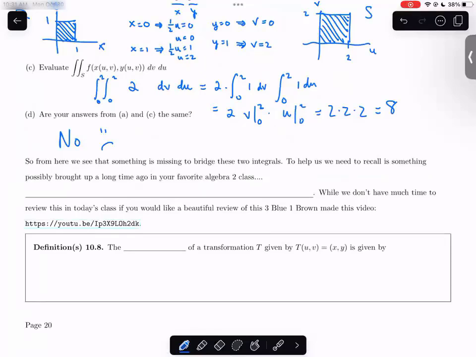And not every algebra class necessarily visits this, but some of them do. And that is that determinants, so determinants of matrices, help measure change in area for a transformation.